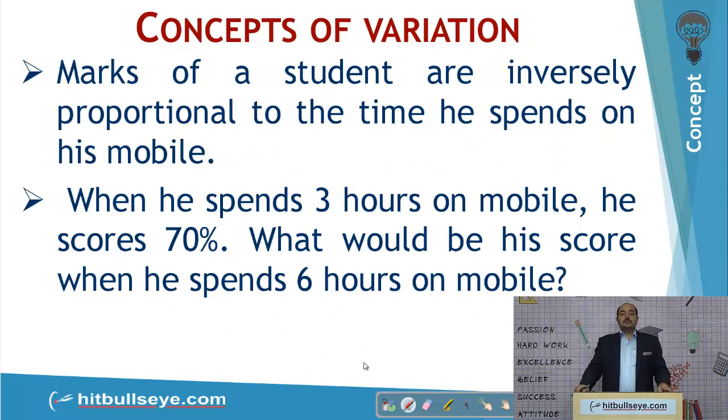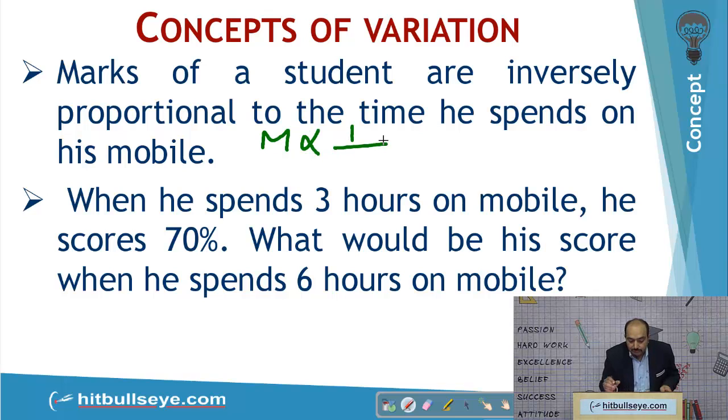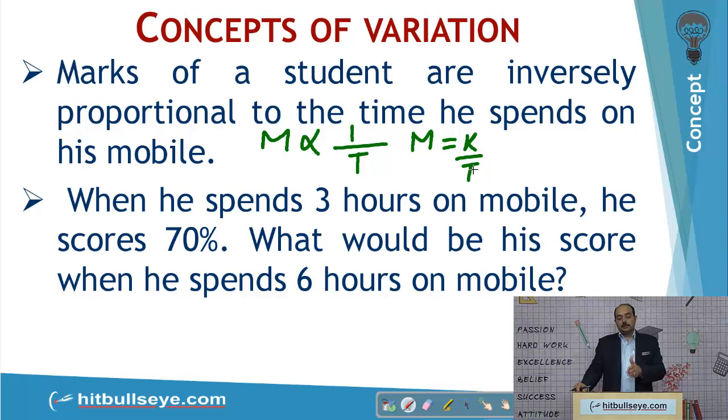Now this is the reverse of the one we just discussed. It says marks of a student are inversely proportional to the time he spends on his mobile. So we'll say marks are inversely proportional to 1 upon t. So moving ahead, we'll write again m equals k upon t, where we have introduced that constant of proportionality, and you can see whenever two things are in inverse proportion to each other, their product is constant. So we can say m into t is constant.